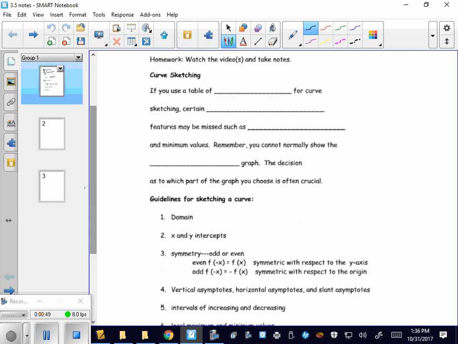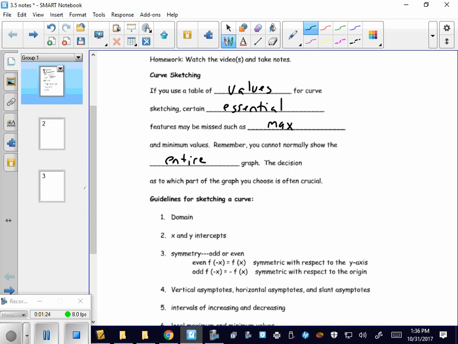If we were just to use a table of values for a curve, certain essential features may be missed, such as your maximum and minimum values, because a table of values, unless you set it correctly, may not count at the exact intervals that you needed to count at. And remember, you cannot normally show the entire graph.